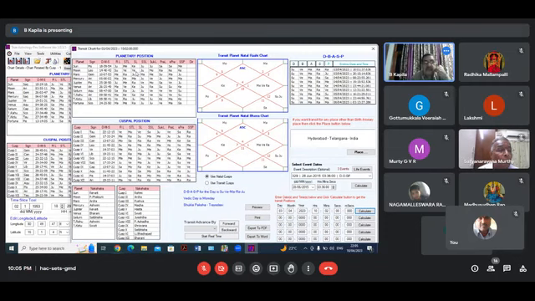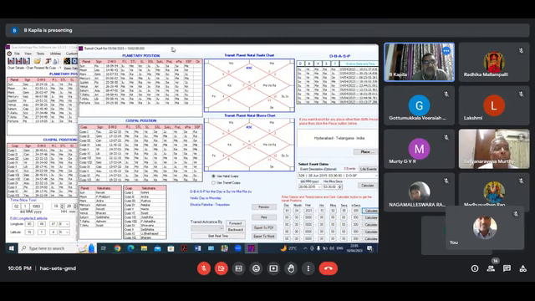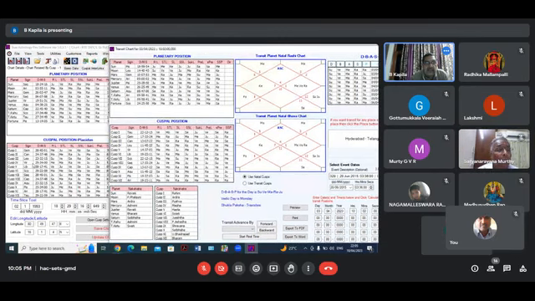Transit of moon in Venus sub is not okay. Why? Because Venus is sub-sublord of fourth cusp, and Venus is sign lord of 12th cusp. So it is linked to 4 and 12.